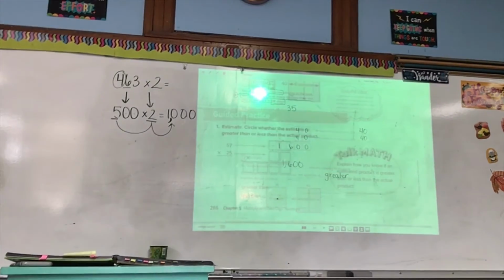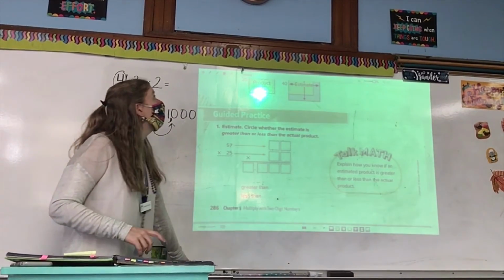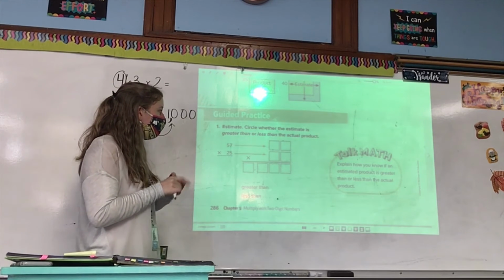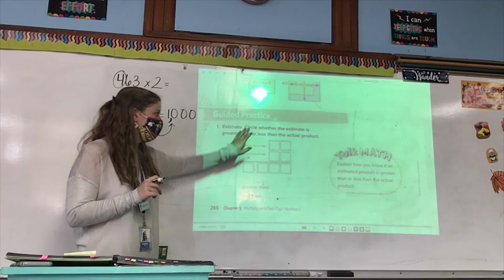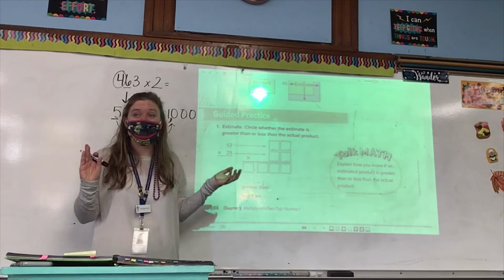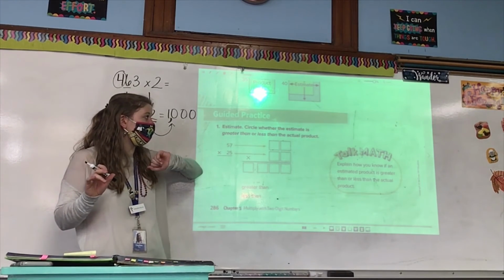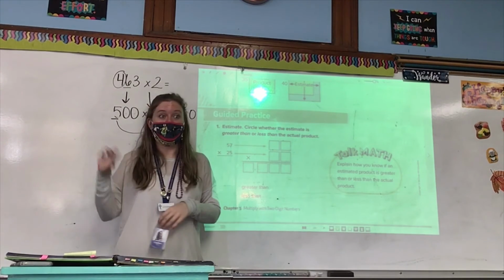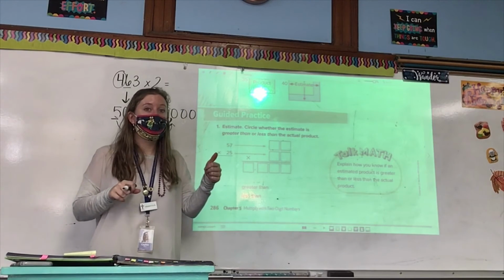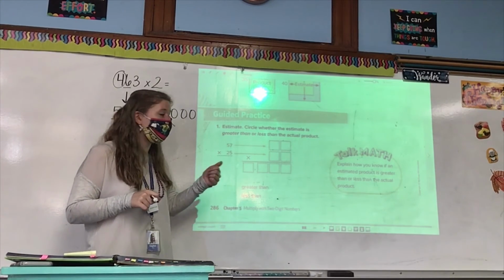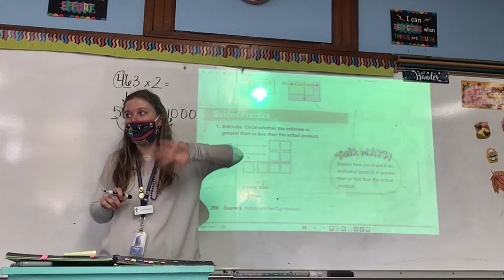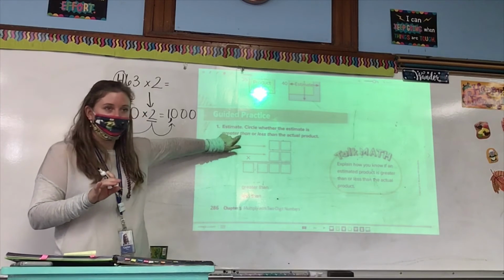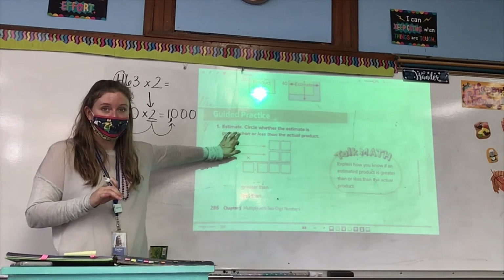Okay, helper number 1. You should be looking at the guided practice. The directions say estimate. Circle whether the estimate is greater than or less than the actual product. Well, if we have that extra direction, we know that means we're going to be rounding each factor the same way. We're either going to be rounding them both up, so they're greater than the actual factors, or we're going to be rounding them down so that they are less than the actual factors. That won't always happen, but it will happen in your math book if that is the direction. Does everybody understand what I'm saying by that?